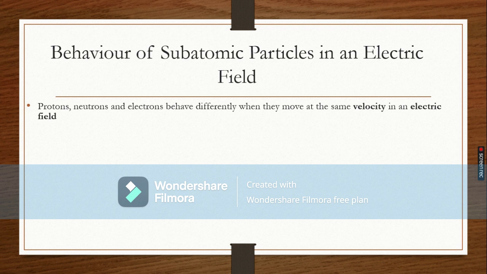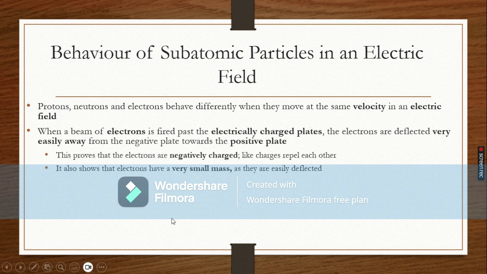When a beam of electrons is fired past the electrically charged plates, where the electric field is being created between the positive plate and the negative plate, the electrons are deflected very easily away from the negative plate towards the positive plate. Now, this deflection, and the term very easily, is trying to indicate two points. The first point is that this proves that electrons are negatively charged.